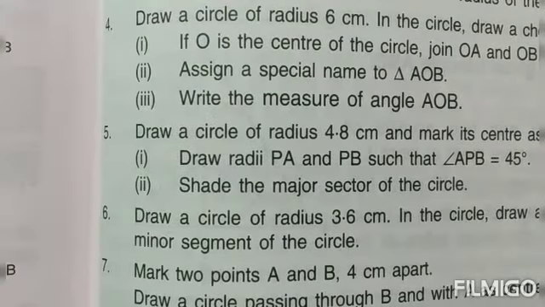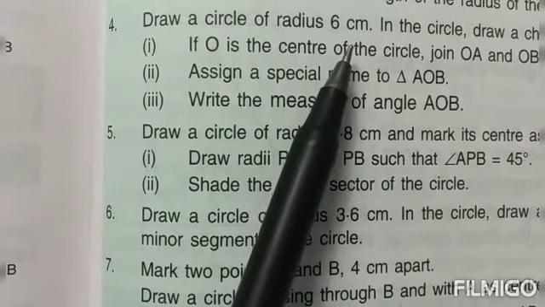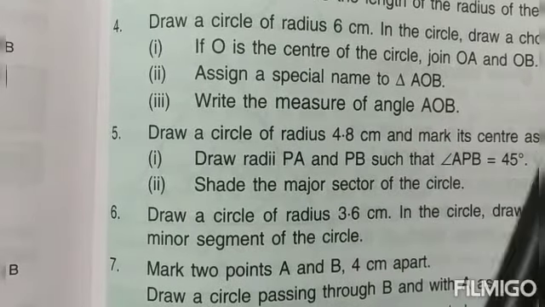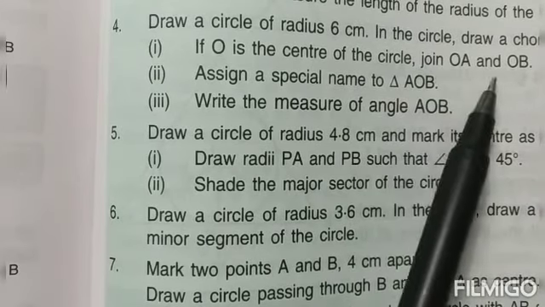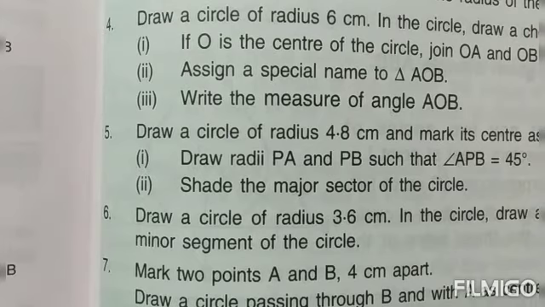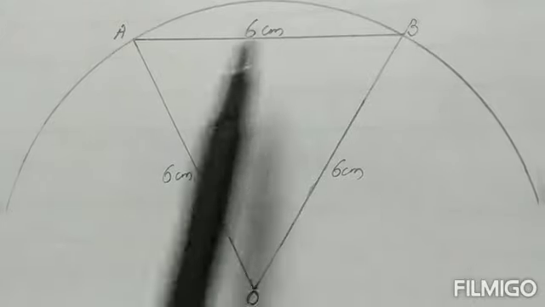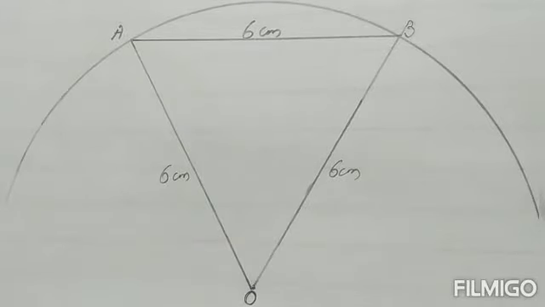Question number 4 says draw a circle with radius 6 centimeter, and then in the circle draw a chord that is again 6 centimeter. Join AO and OB. Give a special name to this and write the measure of the angle AOB. Now this is how the circle will be drawn, children. You need to open your compass to 6 centimeter and then draw a circle. Now you need to make a chord of 6 centimeter.